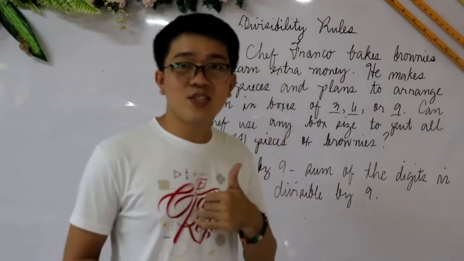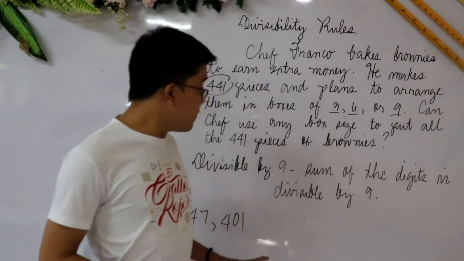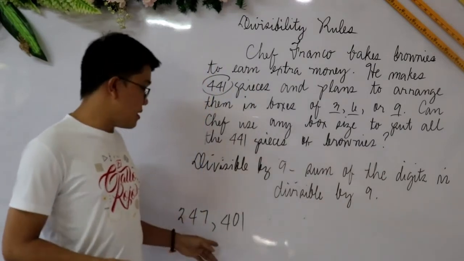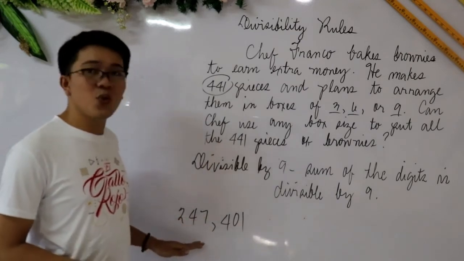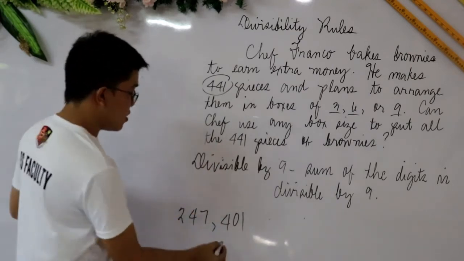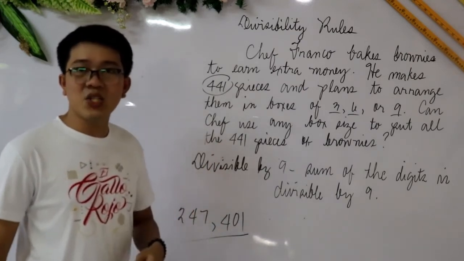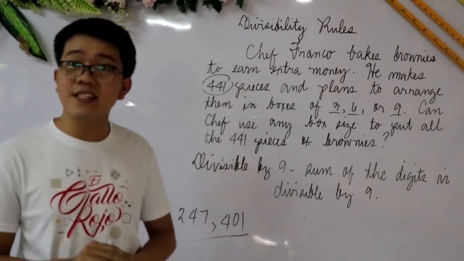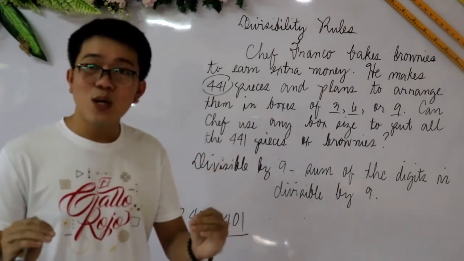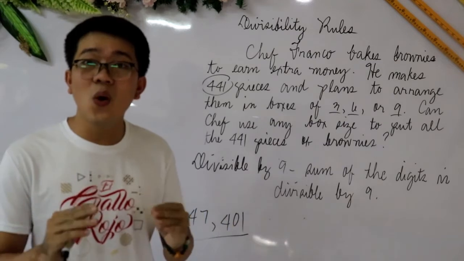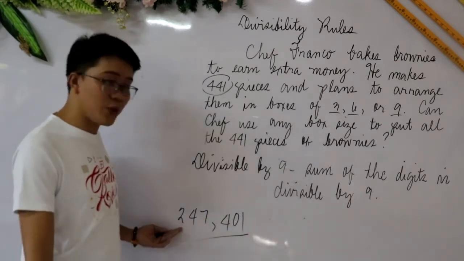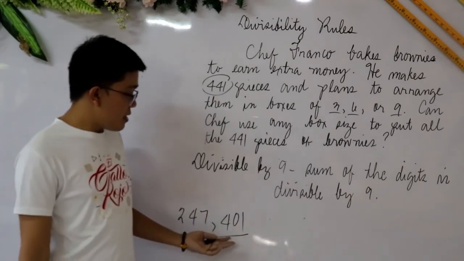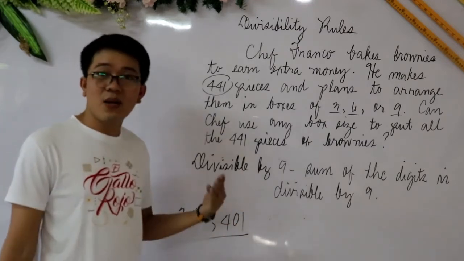Are you ready? Let's try to check this number here. So I have here 247,401. And let's try to find out if this number is divisible by 9. First step, identify the digits. What are the digits? We have 2, 4, 7, 4, 0, and 1.